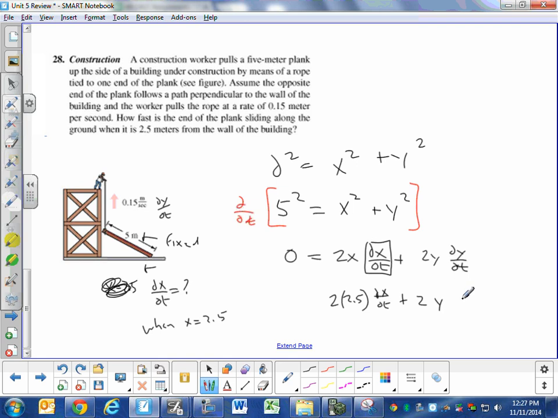Well, I'm missing one piece of information. Why? This is what makes this problem a little bit more difficult, that they don't give you all the information you need to plug in. So what do I do to find y? Do I just leave it in there and solve for dx/dt in terms of y? No. You use the original formula and figure out y when x is 2.5 and d is 5.